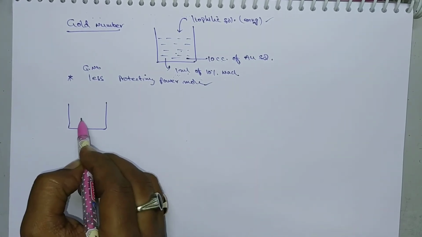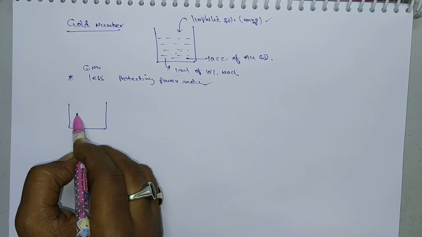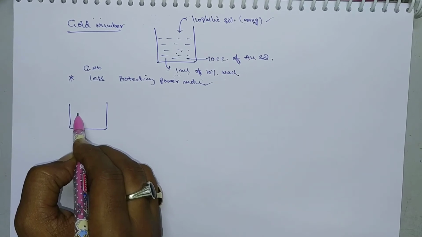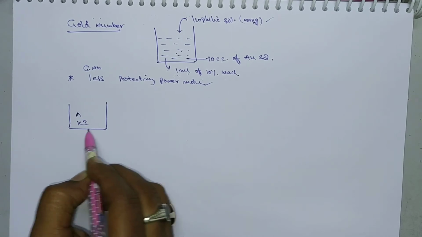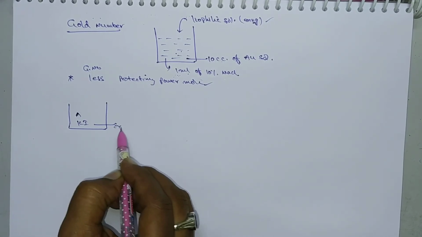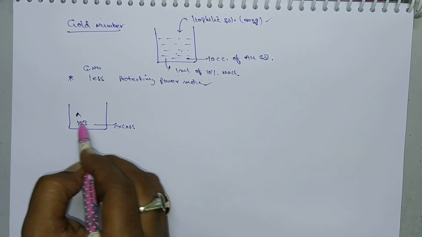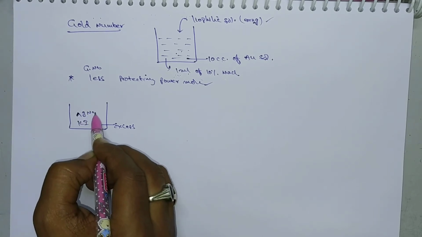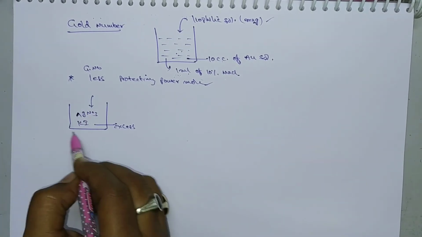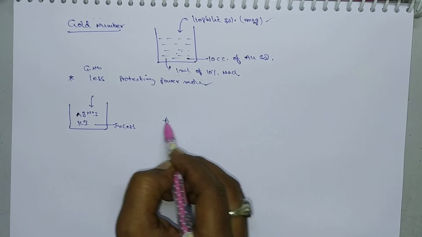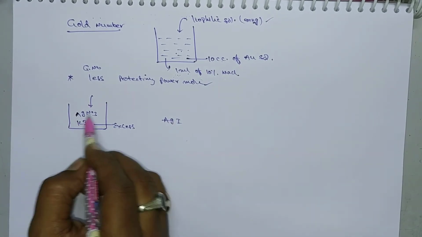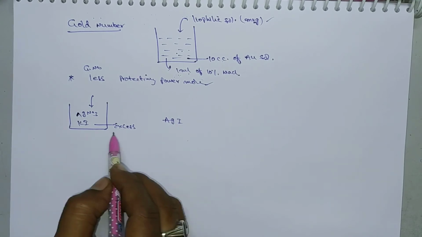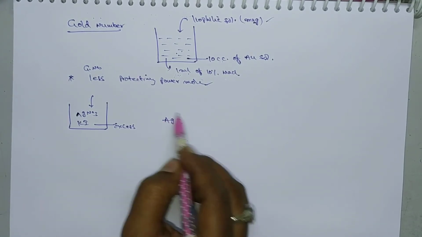So let us consider a silver nitrate solution is added to potassium iodide solution. Suppose a potassium iodide solution is there in excess, and to this some silver nitrate solution is added. So then what happens? It forms silver iodide. By the addition of silver nitrate solution to excess amount of potassium iodide, silver iodide solution is formed.